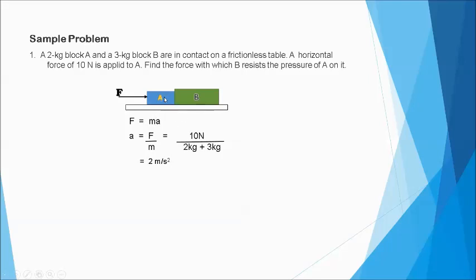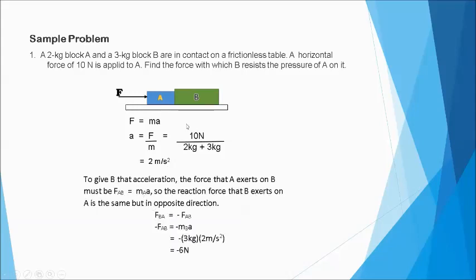And to get the acceleration of both block A and block B, we have here a equals F over m, substituting, and then remember that it's the total mass of the two kasi the force applies to both, okay? And they will have the same acceleration anyway because they are in contact with each other. Alangan namang pag pinush mo itong A, mas mabilis yung motion niya kaysa sa B, di ba? Of course not. They have the same acceleration, which is 2 meters per second squared.